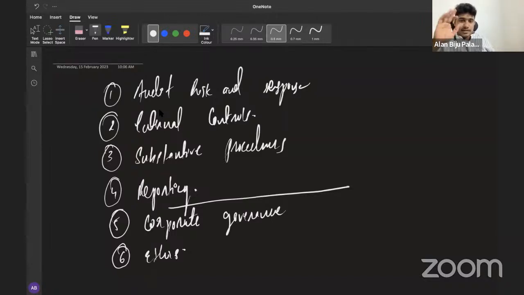Today we will be starting directly with the area of audit, risk and response, which will be either a 30-mark question or a 20-mark question during your exam. However, you will definitely be getting one part of substantive procedures along with the risk and response question also.